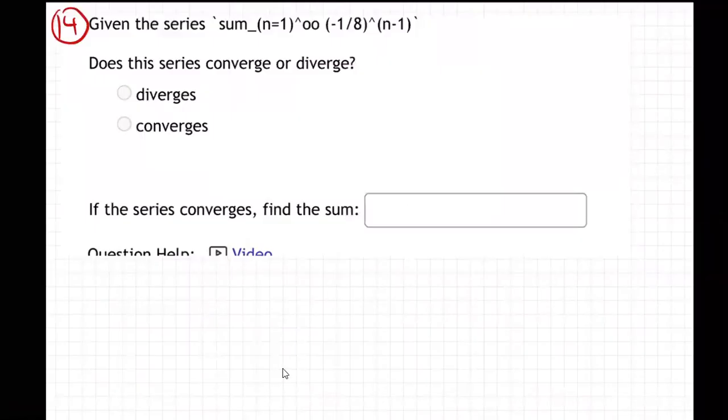Okay, so what is this question saying? Well, my notation looks kind of funny. It's basically saying the sum from n equals 1 to infinity of (-1/8)^(n-1). And the question is, does it diverge or converge? And if it converges, what's the sum?